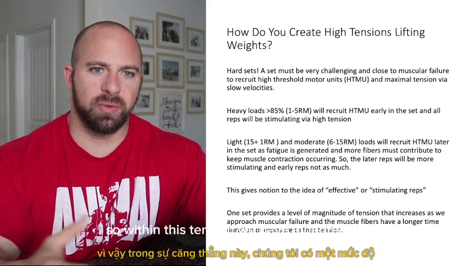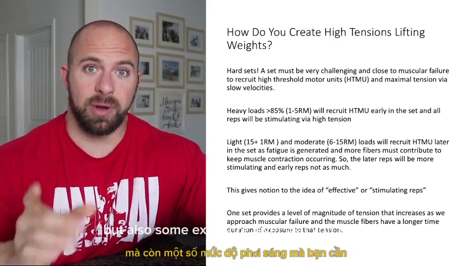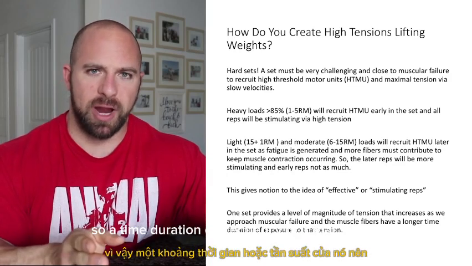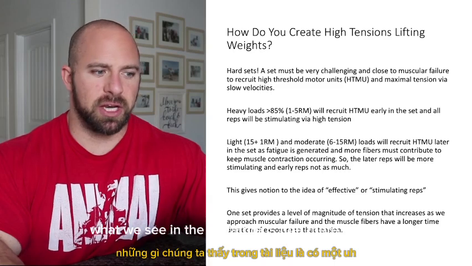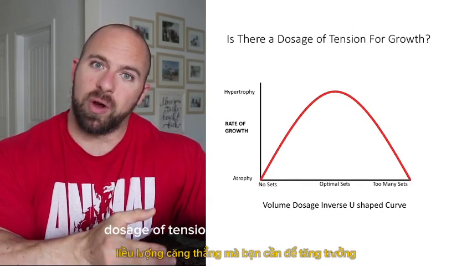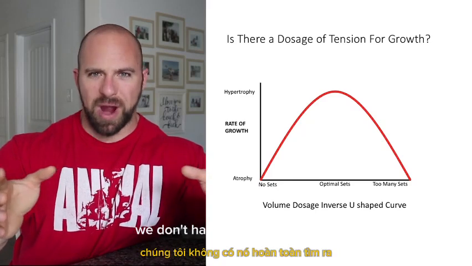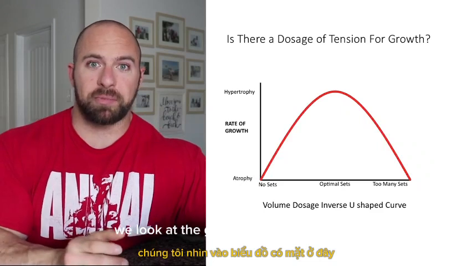So within this tension, we have a degree and a magnitude of tension that needs to happen, but also some exposure level that you need. So a time duration or a frequency that must happen. And what we see in the literature is that there is a dosage of tension that you need for growth. And this looks like an inverse U relatively. We don't have it quite figured out, but it is a U curve. We look at the graph that's present here.